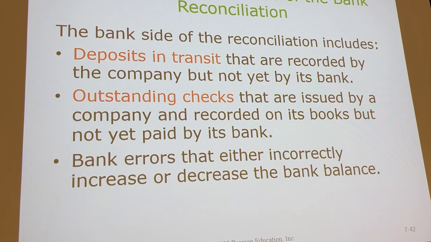When we record adjustments on the bank side of the reconciliation, the most common reasons for those adjustments are deposits in transit and outstanding checks. So deposits in transit are when we've recorded a deposit on the company's books, but the deposit has not been received yet by the bank.